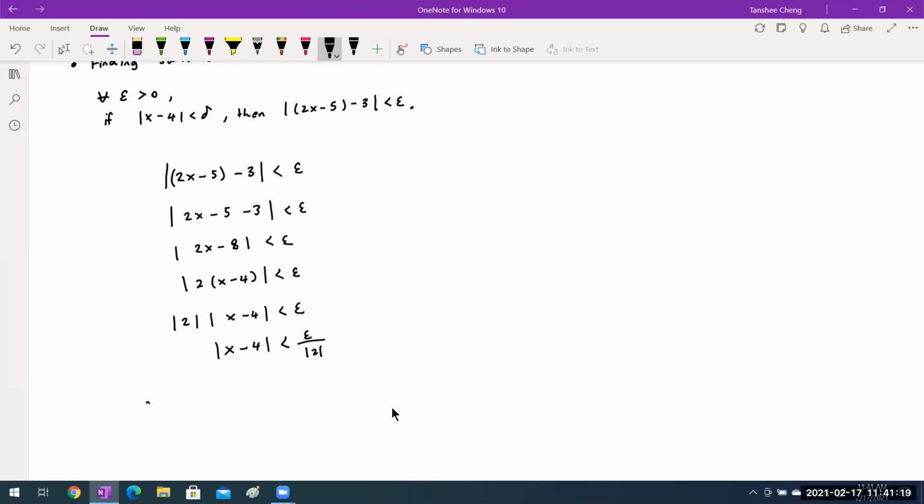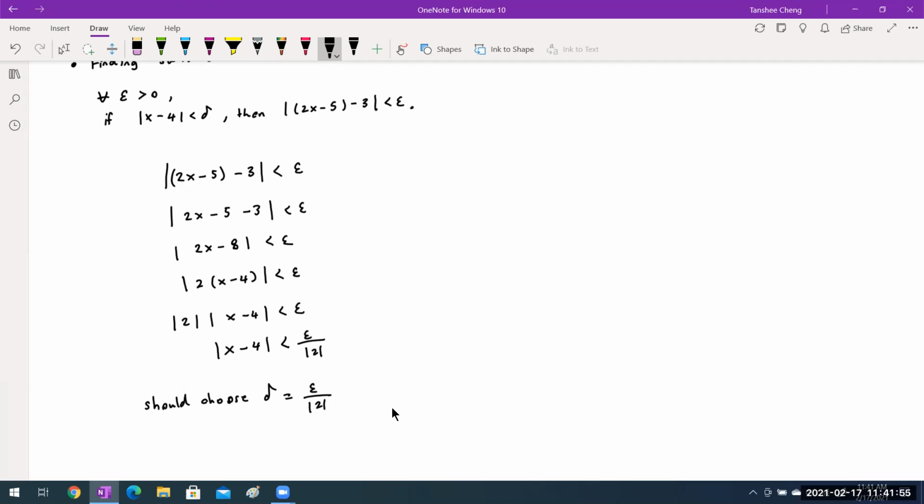So in this case, I found that we should choose delta to be equal to epsilon divided by the absolute value of 2 to make sure that this limit will work. Because once we find a delta, any value smaller than this epsilon divided by 2 will also work. And again, epsilon is a very tiny number, an arbitrarily tiny number in general.